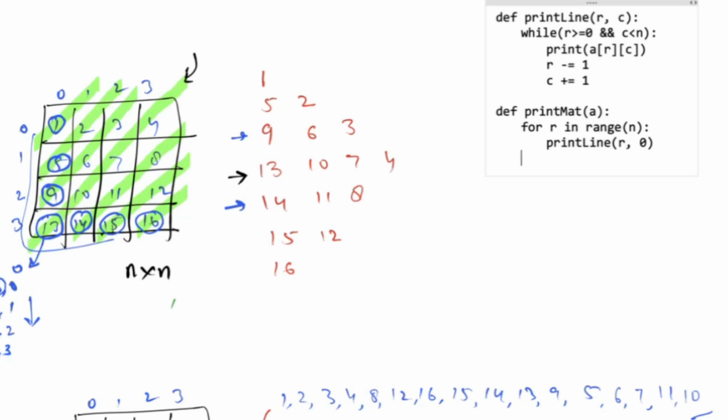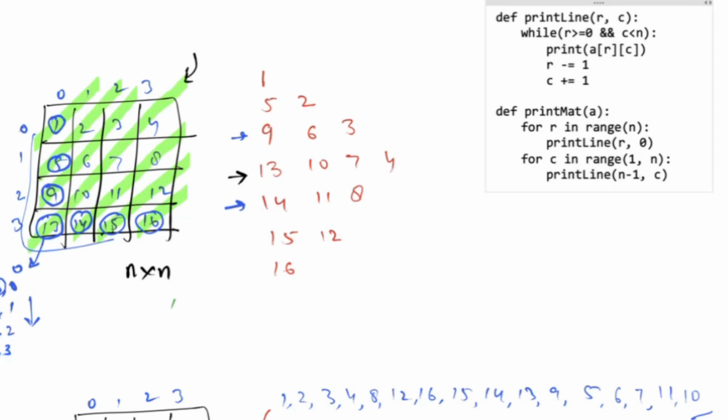So this will print the first n lines, up to the first 4 lines in this case, right? And then we can say for column in range 1 to n minus 1. We'll ignore the first column because the first column is 13, so 13 is already printed. And then we'll keep the column C and row as n minus 1. And we are done.